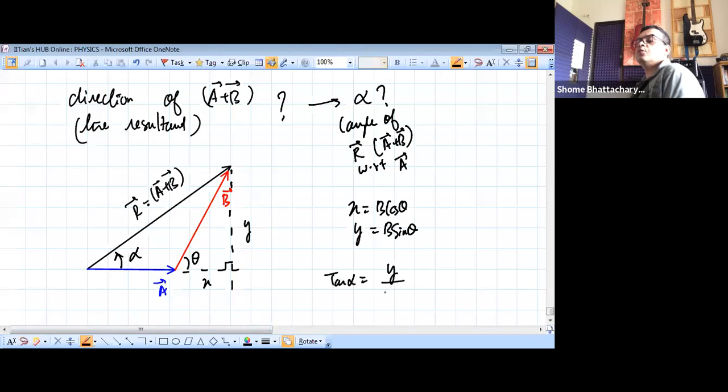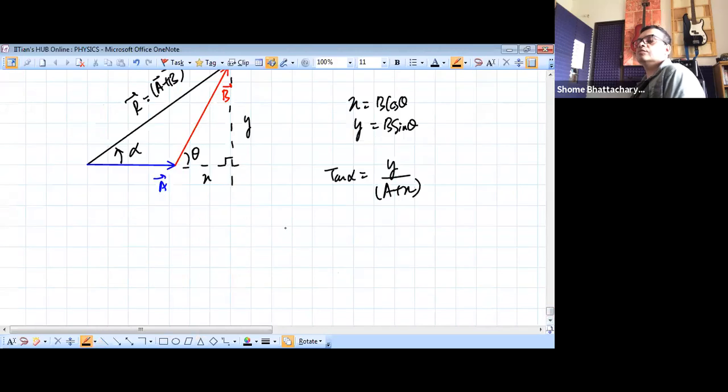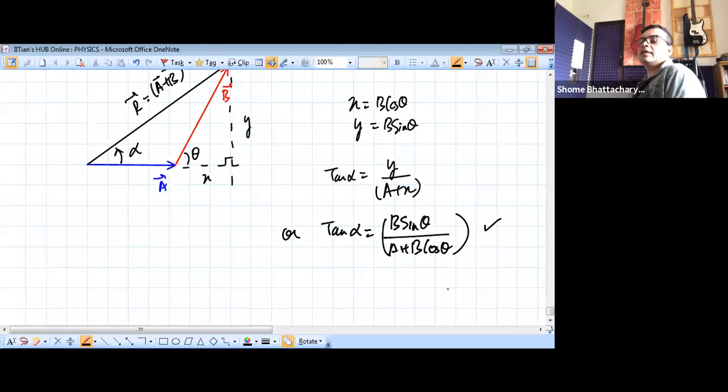In that, tan alpha is equal to y upon A plus x. Again, apply trigonometry to this larger right angle triangle. You can see that tan of this angle is perpendicular upon base. So perpendicular upon base, how much is it? y upon A plus x. So it is now further, we get this. So this gives us the direction.